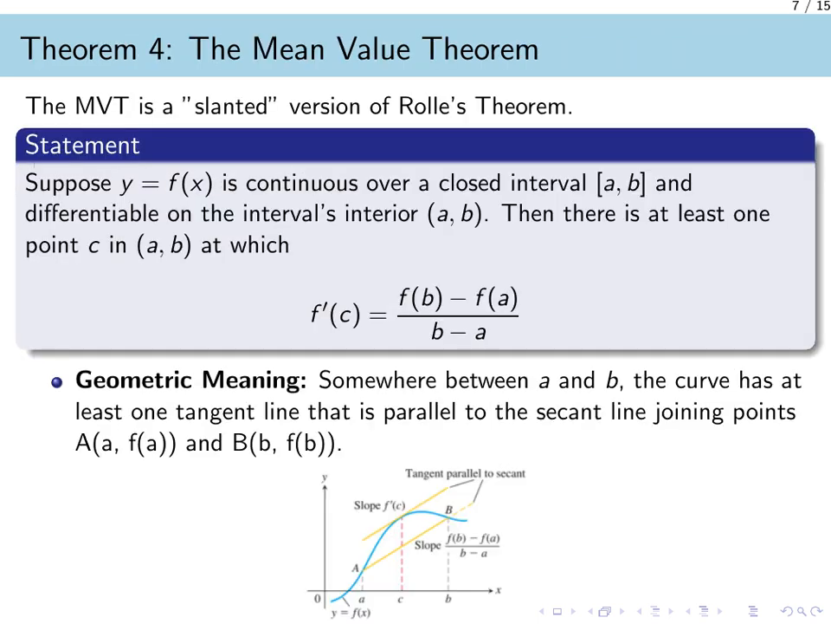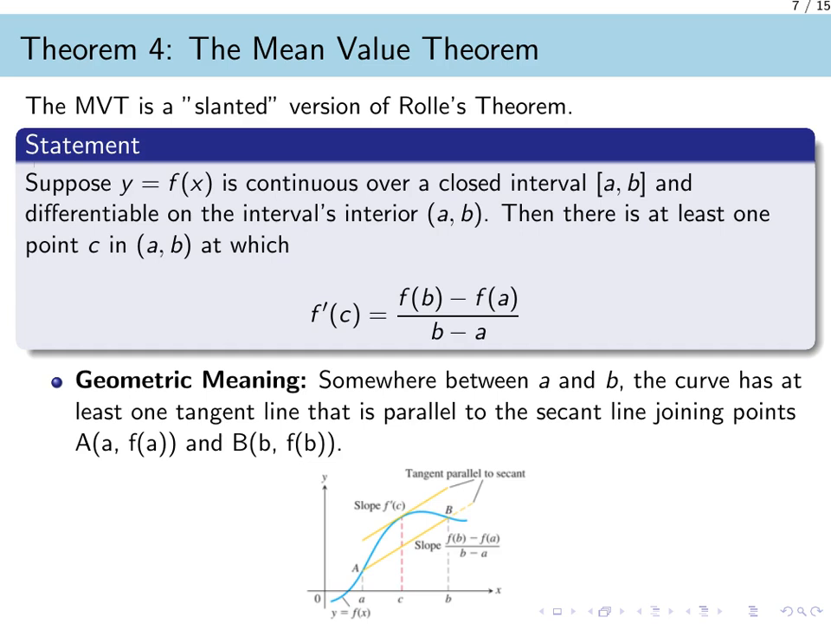The mean value theorem is a powerful generalization of Rolle's theorem, applying to functions that do not necessarily have the same value at their endpoints. The theorem states that if a function is continuous over a closed interval from a to b, and differentiable on the open interval between them, then a special point must exist. Specifically, there is at least one point, which we call c, inside the interval, where the instantaneous rate of change equals the average rate of change over the entire interval.